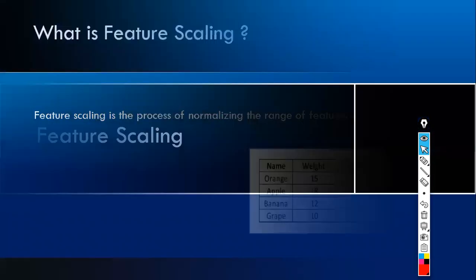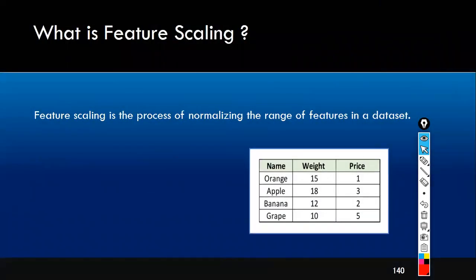Now the question is, what is feature scaling? It is one of the most important data pre-processing steps in machine learning. It is the process of normalizing the range of features in a data set. So what do you mean by normalizing the range of features?